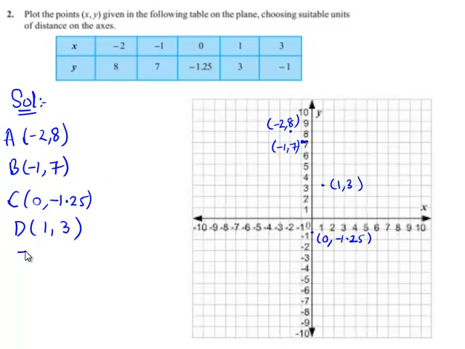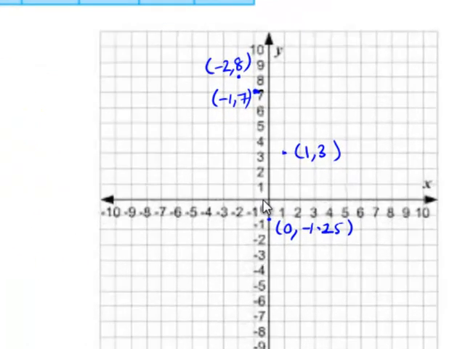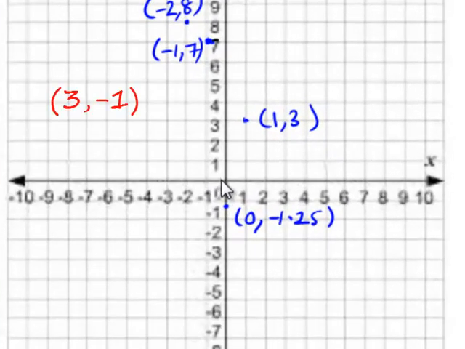Now taking the last point E, 3, -1. Starting from the origin, since the x coordinate is given as +3, we move 3 units from the y-axis along the positive direction of the x-axis, and further from here, since the y coordinate is given as -1, we move 1 unit along the negative direction of the y-axis. So the point 3, -1 will be here.